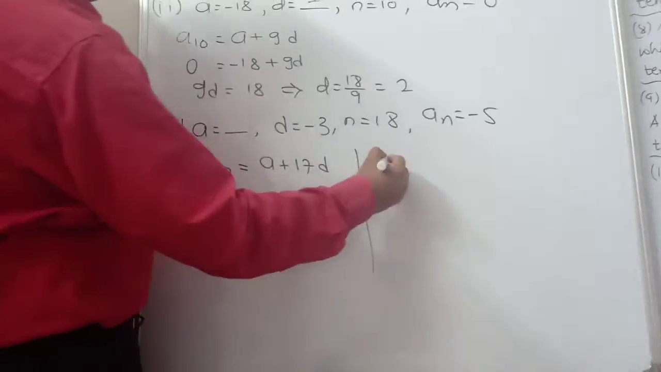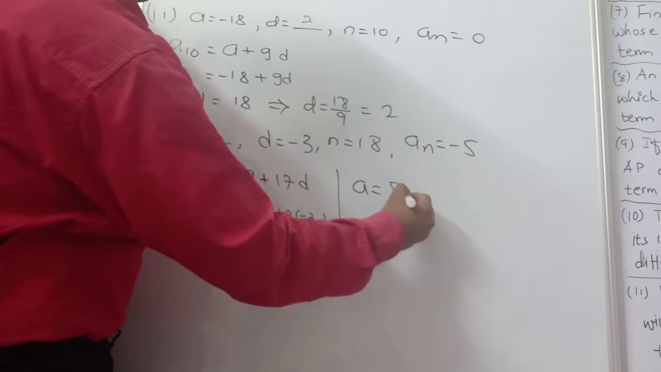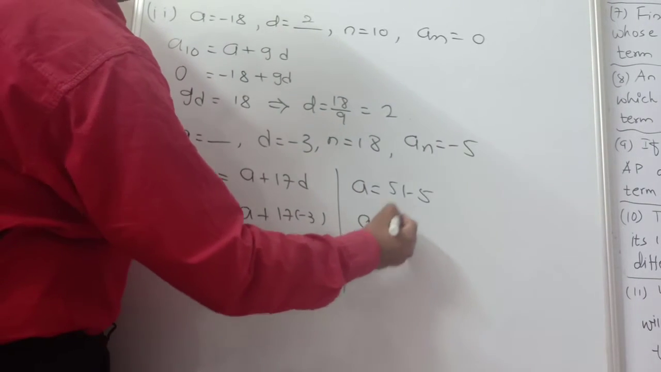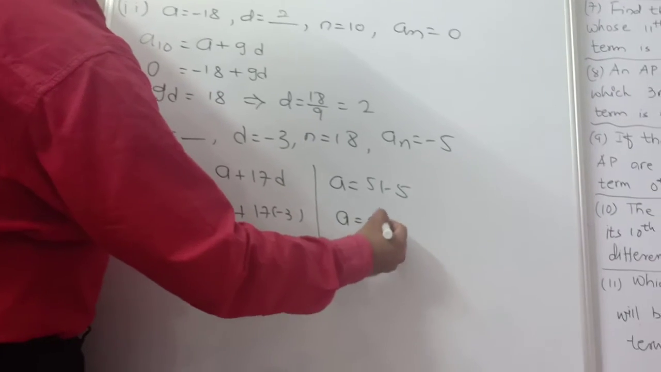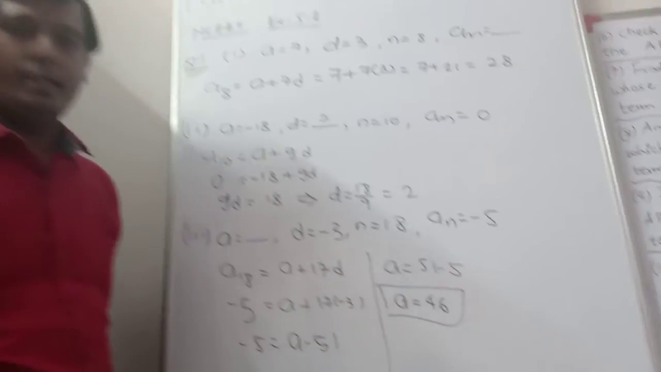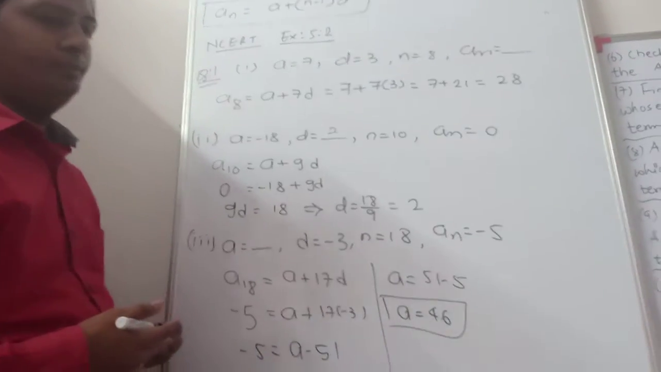Now a is equal to, the sign will change, so 51 minus 5. 51 negative becomes positive. So a is equal to 51 minus 5, which is 46. So we got a is equal to 46. Clear? Understand? Okay. So now two more sums.